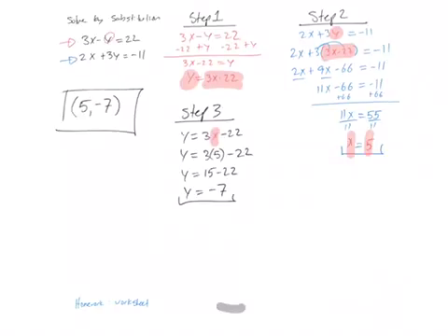And again, if you want to check your work, just plug 5 in right there for x, negative 7 in for y, and solve. You should get 22. And if you plugged 5 in here and negative 7 in here, you should get negative 11. And that'd be a good way to check to make sure that you got your answers correctly.